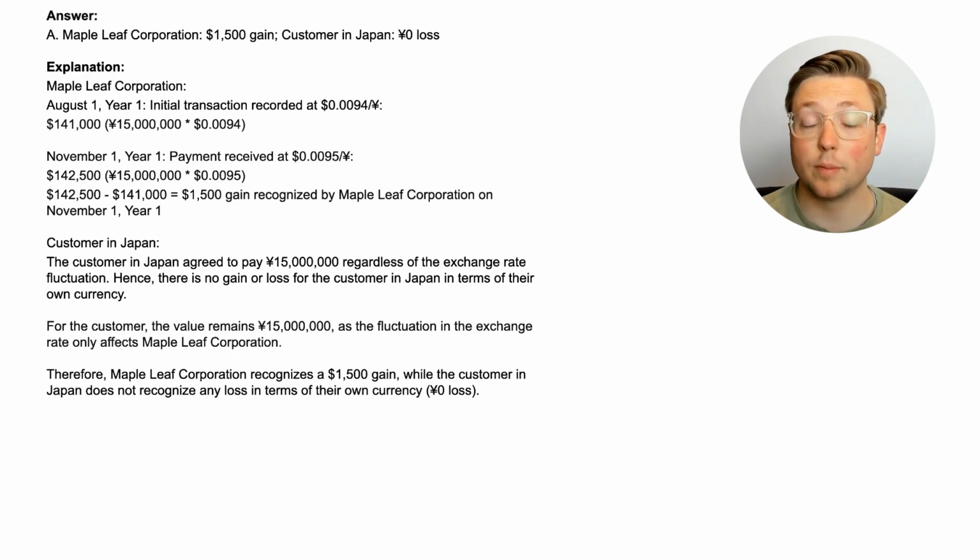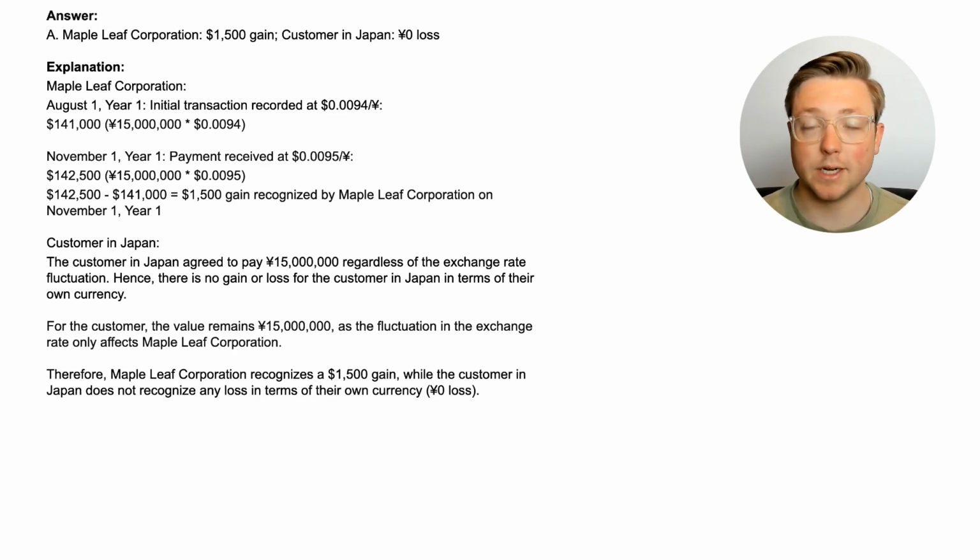Okay, the answer is that Maple Leaf Corporation would have a $1,500 gain, but the customer in Japan wouldn't recognize any loss in yen. And this will make sense when you think about it. First off, for Maple Leaf Corporation, they were initially expecting to record a sale at $141,000, which is 15 million yen multiplied by $0.0094. And then on November 1st, they actually received the payment, but they received it at $0.0095 per yen, which is actually $142,500. So they were expecting $141,000, but they're actually going to get $142,500. So they actually have a gain recognized of $1,500. Now, when it comes to the customer in Japan, they agreed to pay 15 million yen.